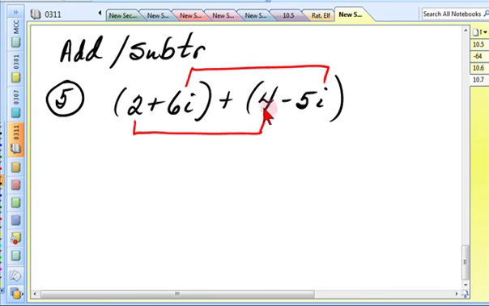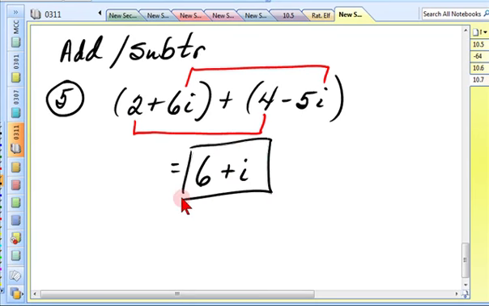So I have 2 plus 4 is 6 for the real part. I have positive 6i and negative 5i for positive i, because the 6 was bigger. And that's my answer.